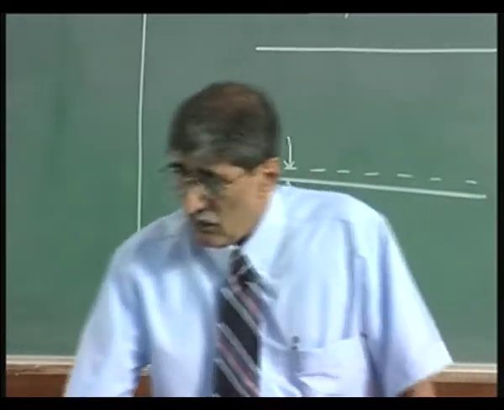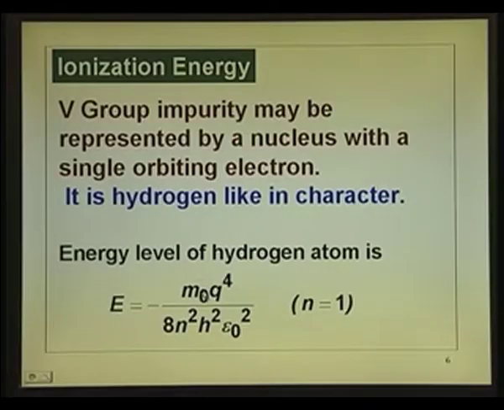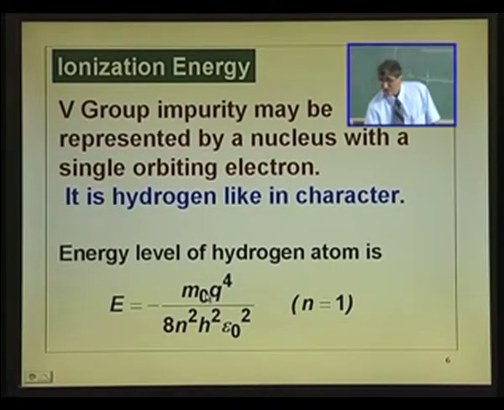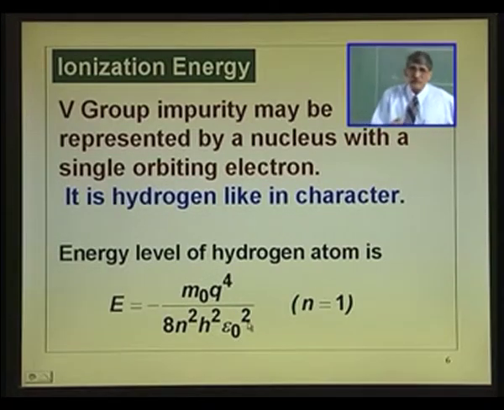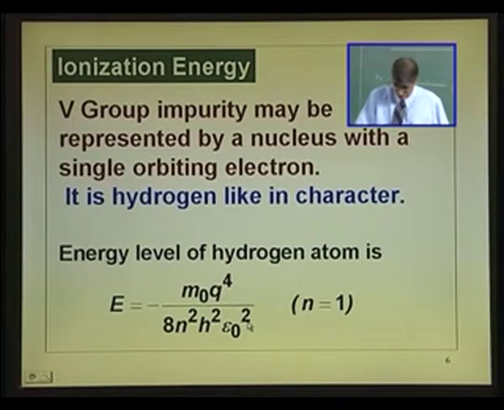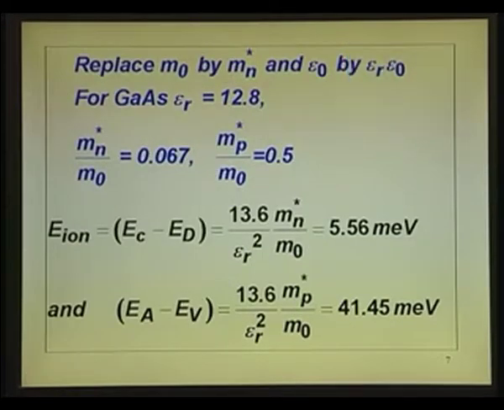So, now, what you should do here is replace that m naught by effective mass. People have computed that, and then this epsilon 0 you replace by epsilon r epsilon 0, where epsilon r is the relative dielectric constant. That is what is put here. Epsilon r for gallium arsenide is 12.8, and Mn star, effective mass of electron divided by actual mass of electron, is 0.067.